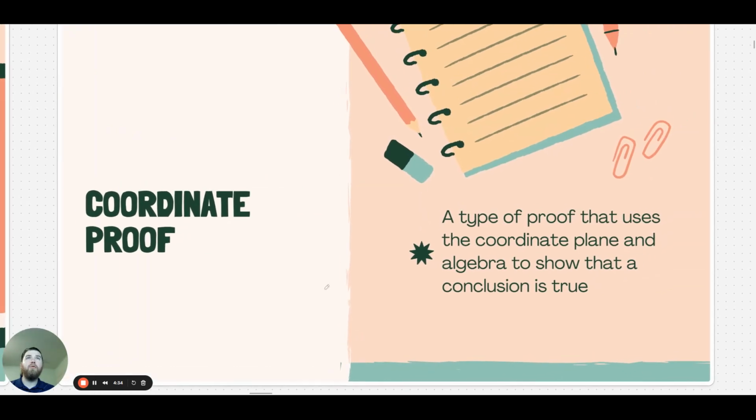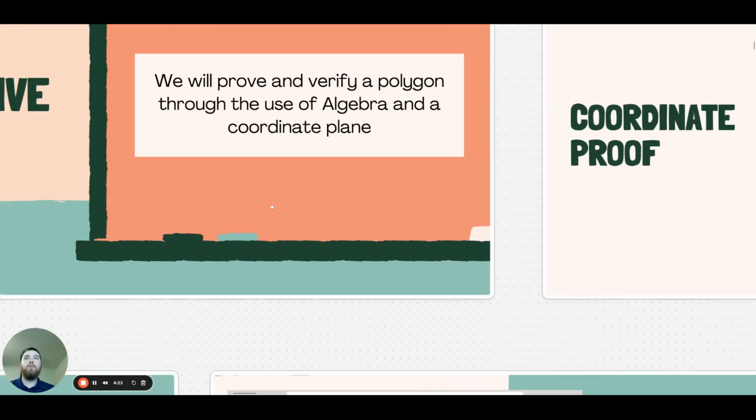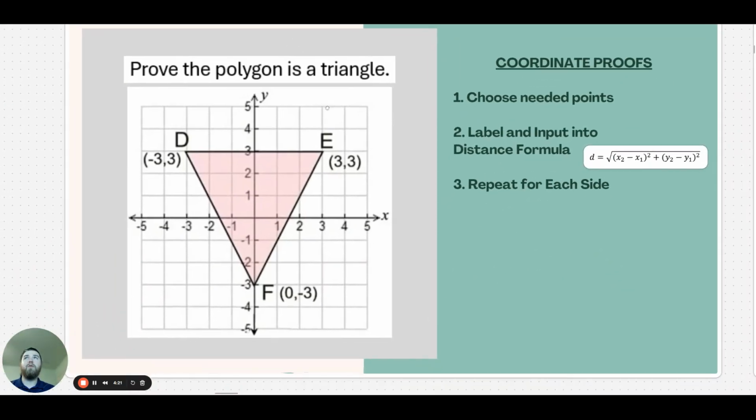And so what a coordinate proof is, it's just a specific kind of proof where you use the coordinate plane and your algebraic steps to show that something is true. So I've got two examples here that we're going to take a look at. This first one is: prove that this polygon is a triangle. To prove that it's a triangle, your two smaller sides have to be greater than your third side. So if I pick any two of these sides and add them together, the sum needs to be bigger than the longest side. And that's how you can prove that it's a triangle.